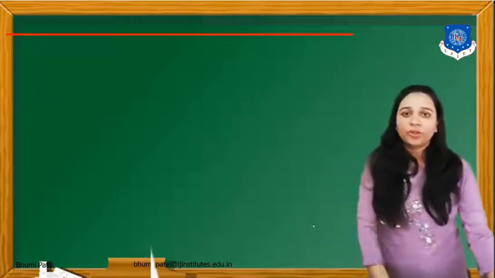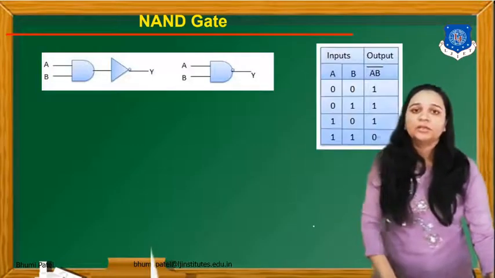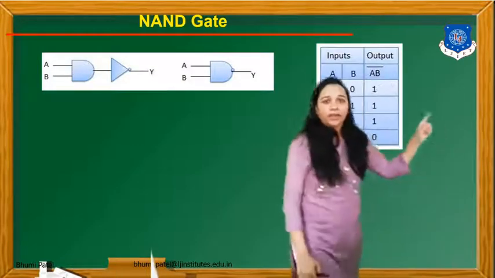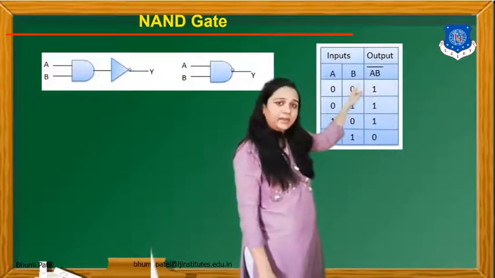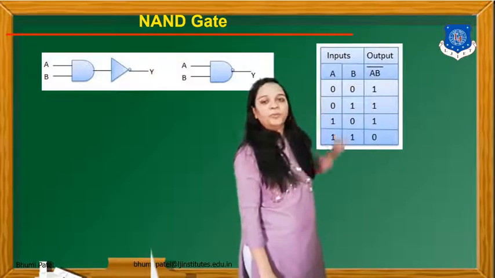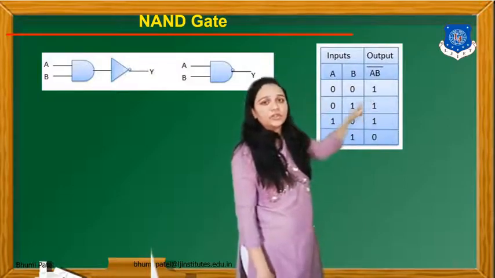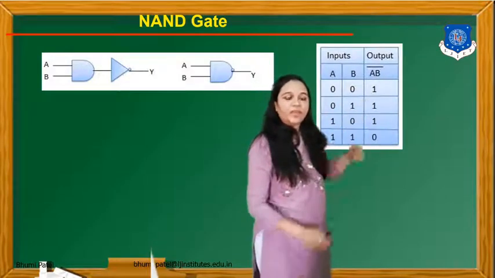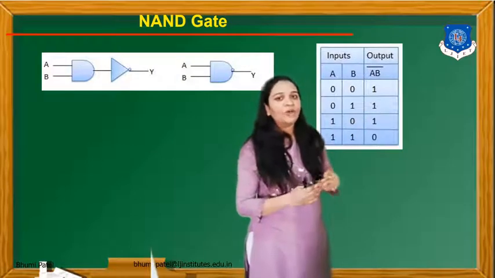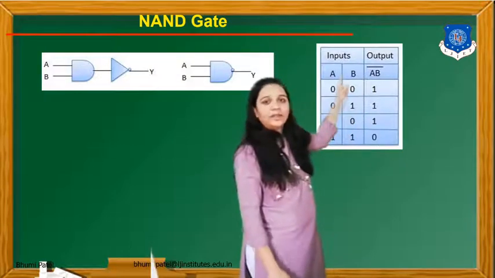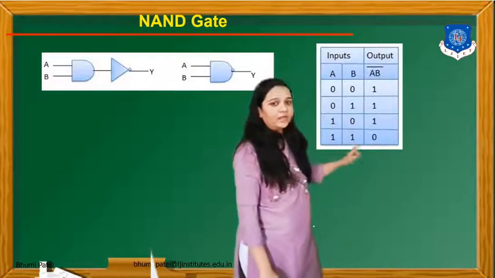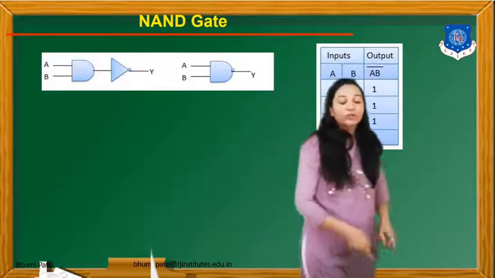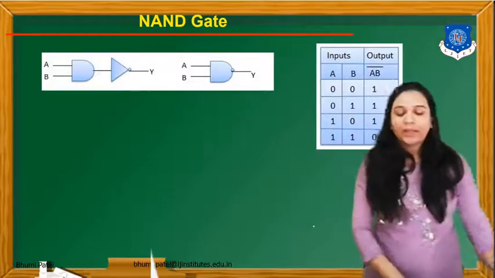Now what is the truth table of the NAND gate? So here you can see that in the NAND gate input A and B is applied and we get the output (A into B) complement. For the 0 0 input we get the output 0, but the complement of 0 is 1, so the NAND gate output is 1. For 0 1 it is 1, 1 0 is 1, and for 1 1 we get 0. So it is the complement of the AND gate.